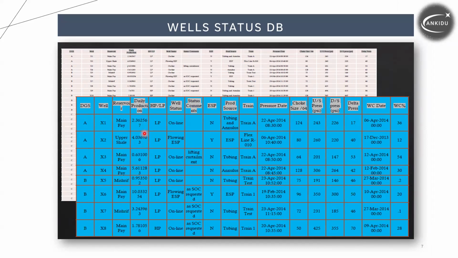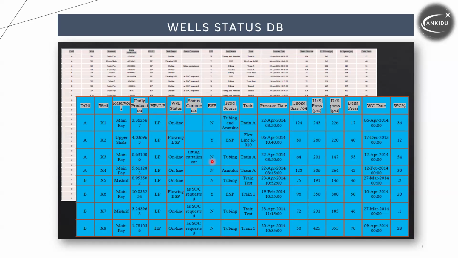So what is the daily production? 2.3, 4 MBD, 0.6. Okay, so this is 0.6. 5.6, good well. 0.9, 10 MBD, very good well. 3.2, 1.7. Okay, so is it connected to the high or low pressure feeder? What is the well status? Is it running through ESP or natural flow?